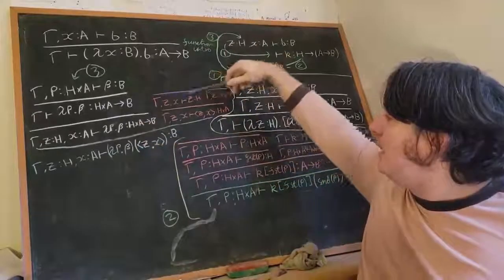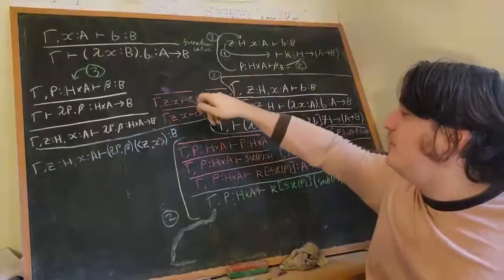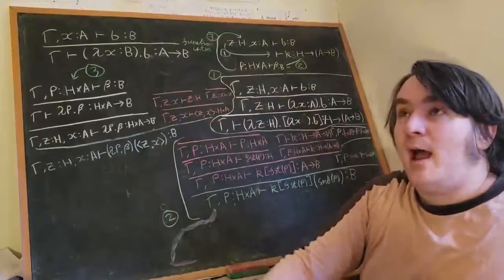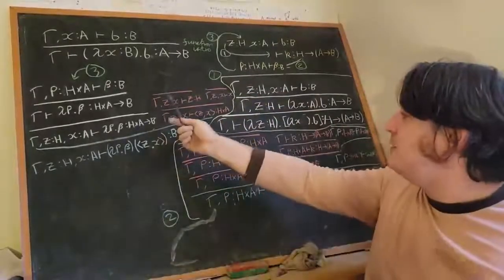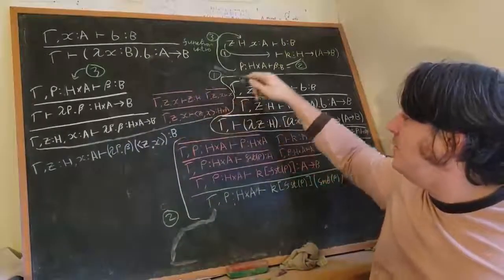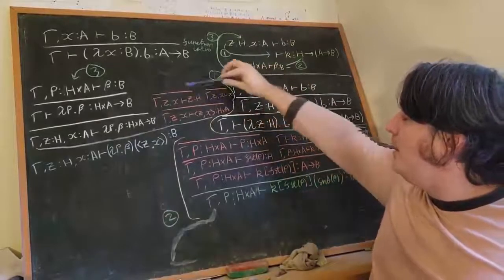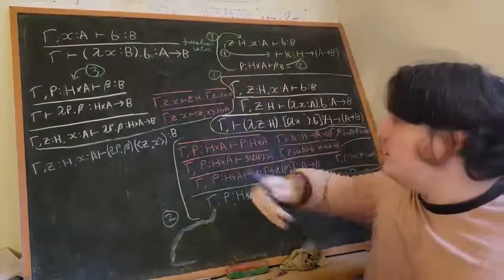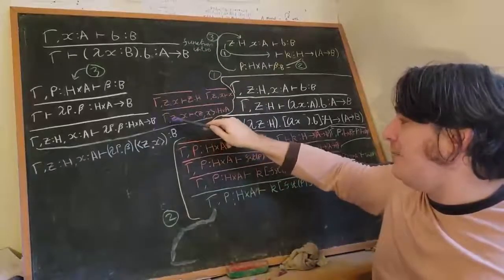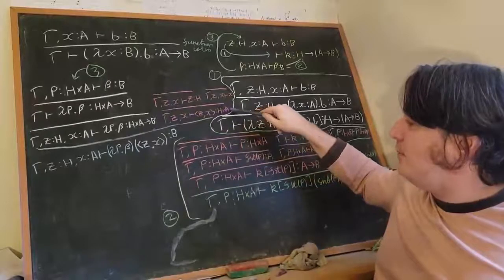And now let's get something ready for that. Given this context gamma and a value Z of type H and a value X of type A, we have this value Z of type H. Similarly, given gamma, Z and X, we have X. And so we can use product introduction to get, for the given gamma, Z and X, Z comma X, which is of type H times A.